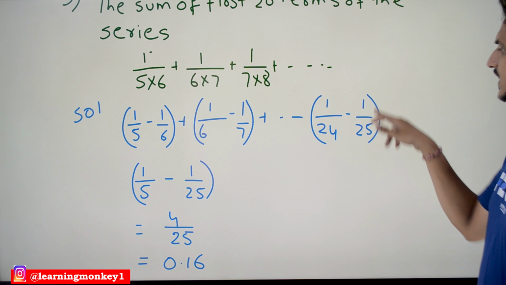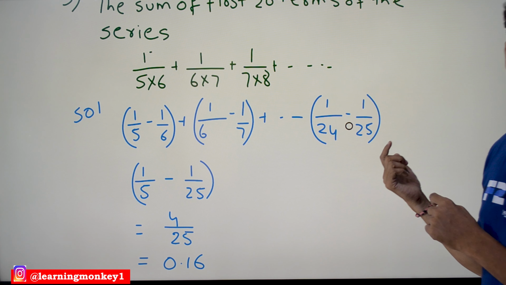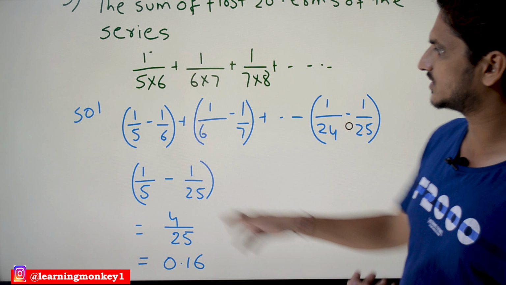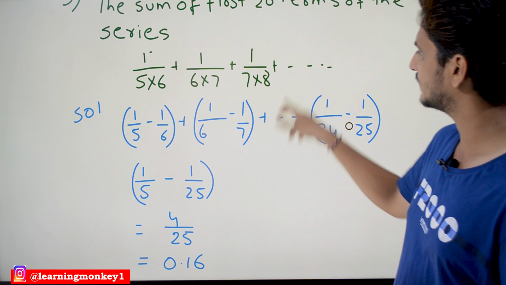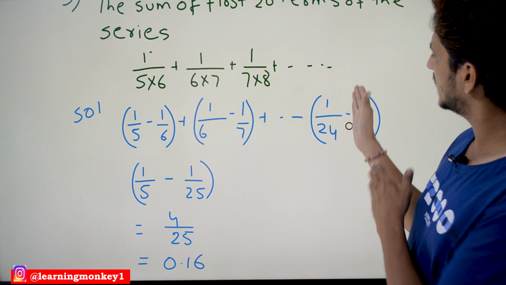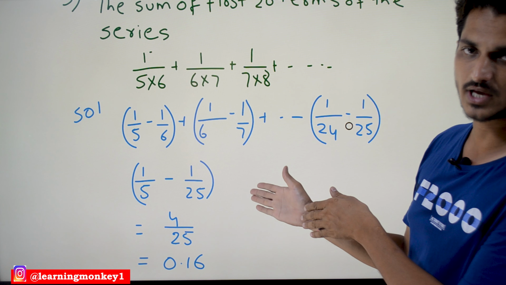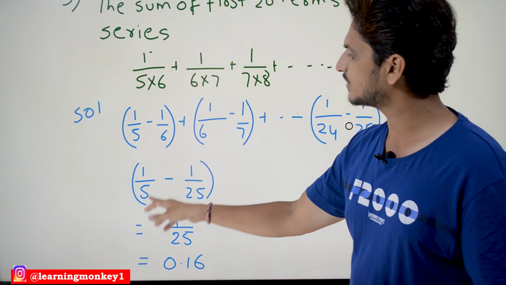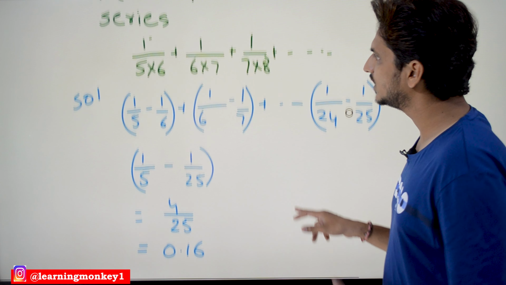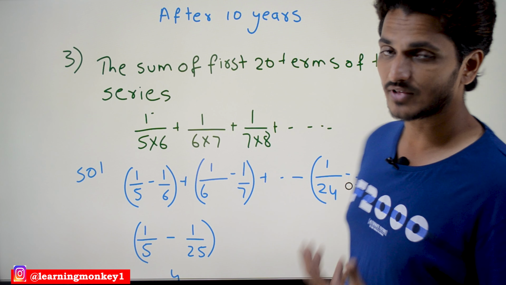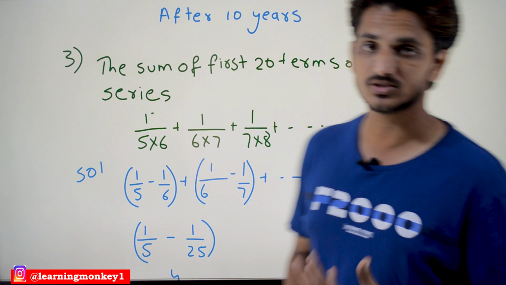The last term will be 1 by 24 minus 1 by 25. If you do the cancellation, 1 by 5 minus 1 by 6 plus 1 by 6, the 1 by 6 cancels, 1 by 7 cancels, and so on. Similarly 1 by 24 cancels, what remains is 1 by 5 minus 1 by 25. If you do the calculation, 4 by 25, which is 0.16. So this is how in many situations these decimal fractions are very helpful. I hope you understand the concept.